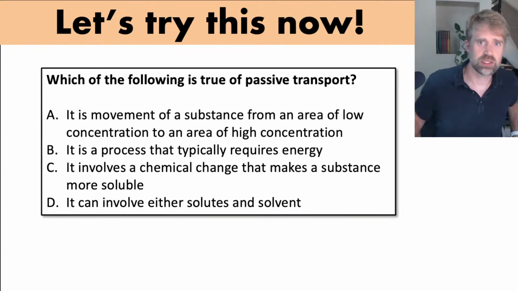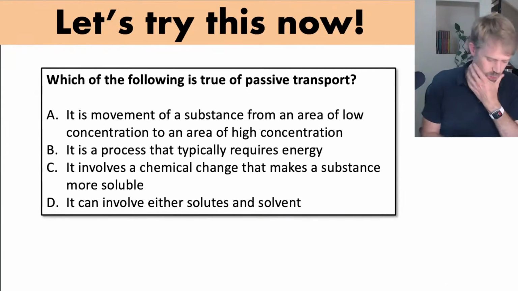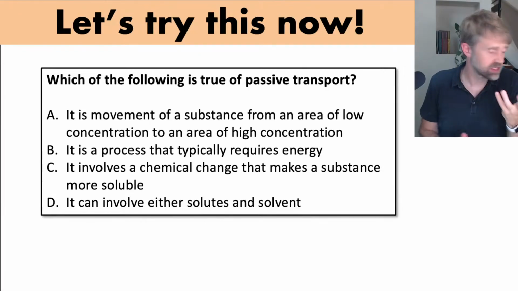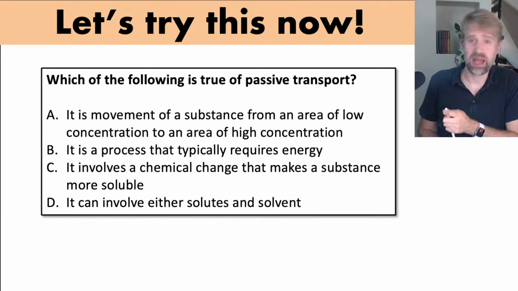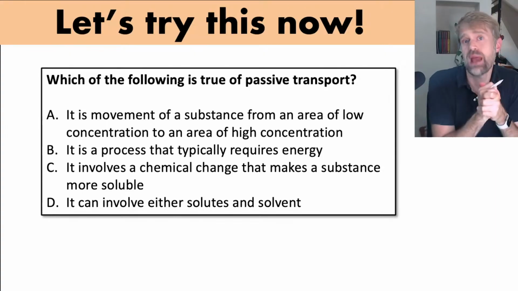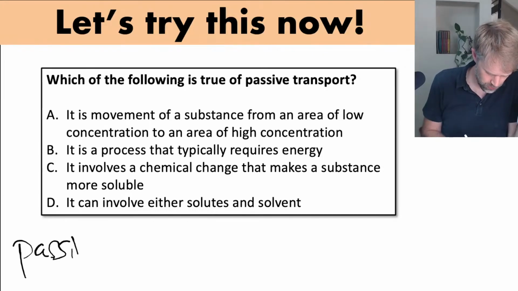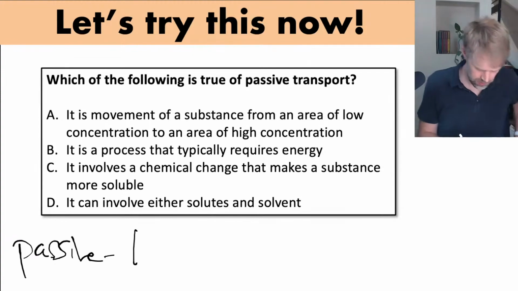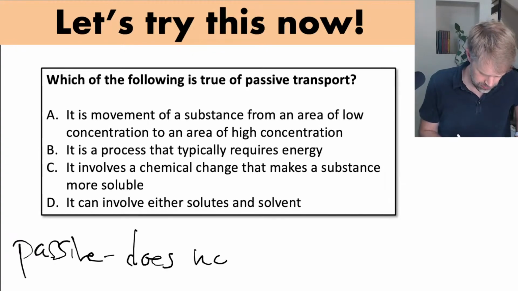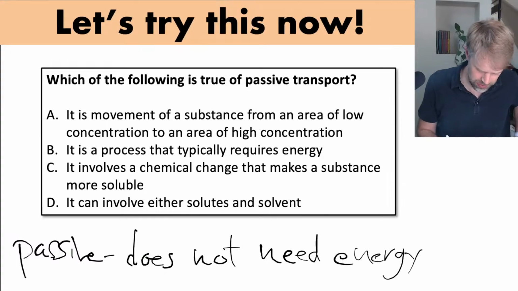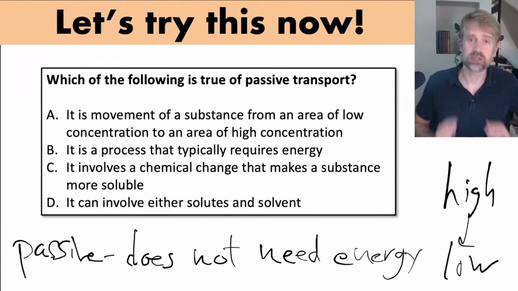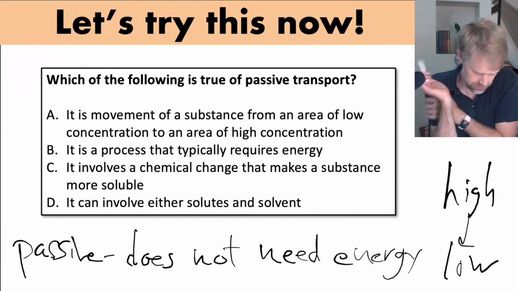Okay. To finish it up, let's look at these two examples that we did at the beginning that maybe some of you got wrong. Which of the following is true of passive transport? Well, if you're learning this for the first time, now you know what passive transport is. Passive transport means that it happens on its own, does not need energy. And passive transport is going to be a situation where we go from high to low. Okay, so let's go step by step and see what we can eliminate.